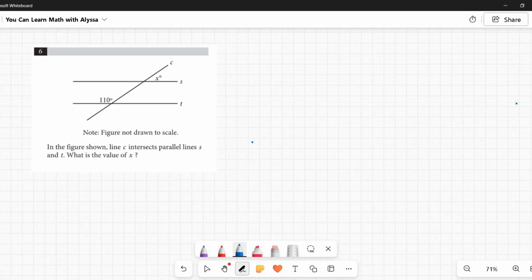Number 6. Note figure not drawn to scale. In the figure shown, line C intersects parallel lines S and T. What is the value of x?